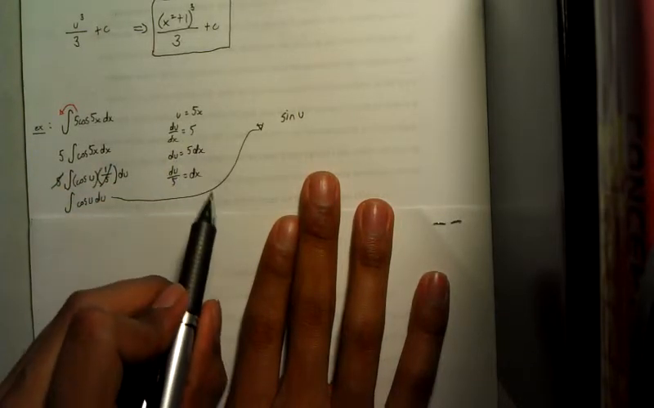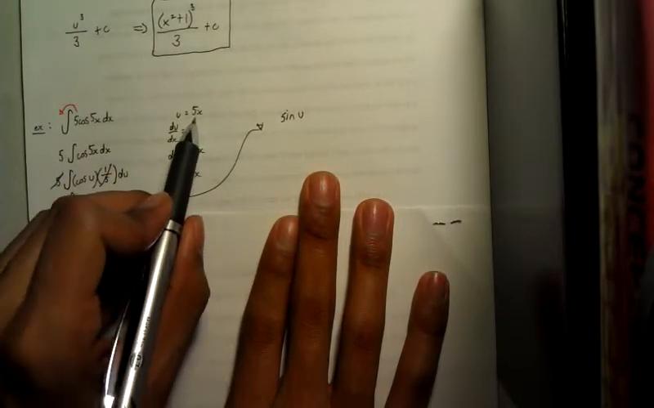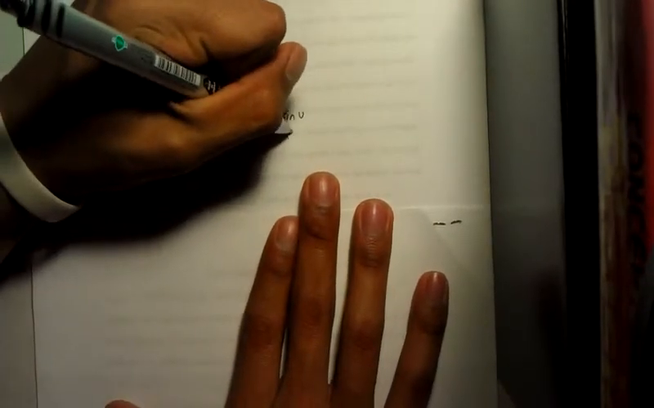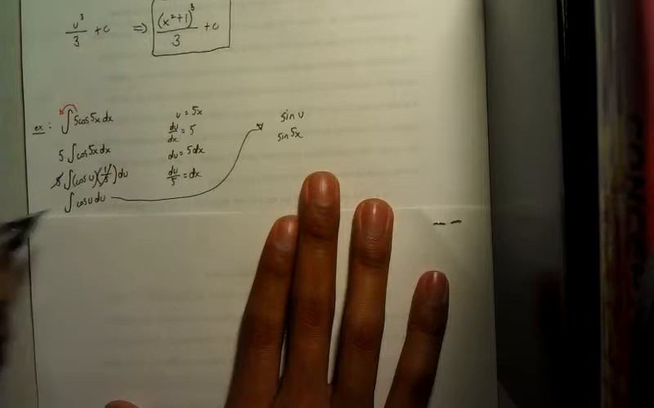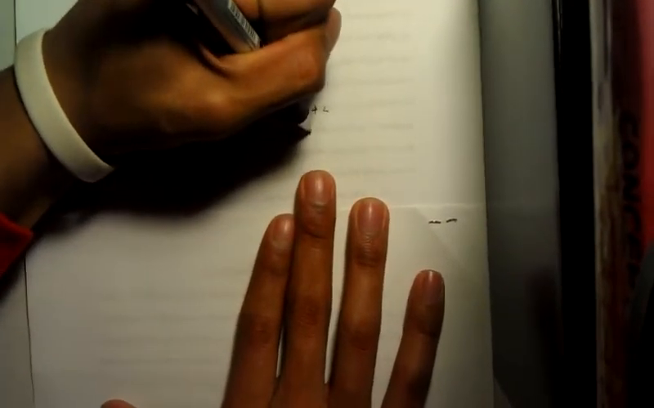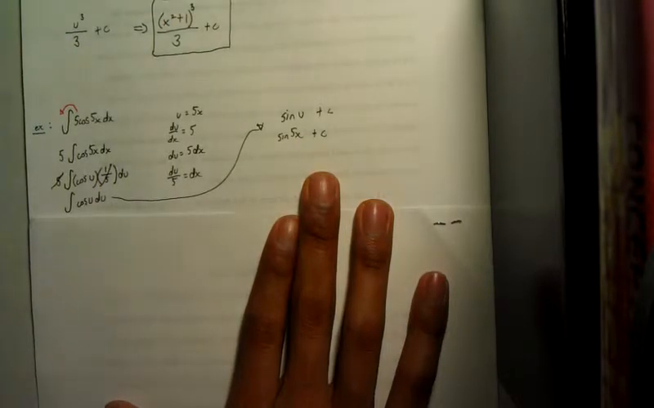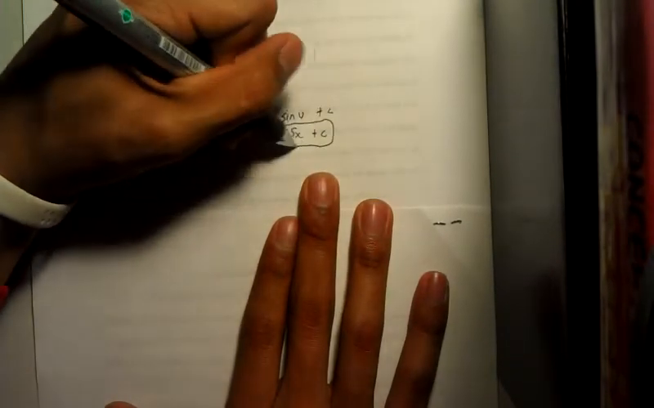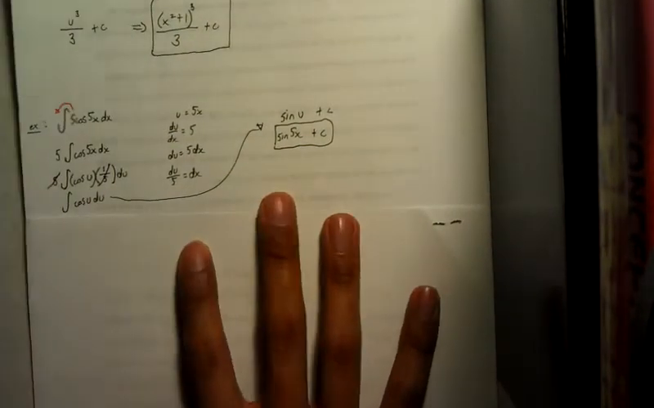Plug our u substitution back in for u, and we get sine of 5x, and I almost forgot my plus c. So there's our antiderivative for that one.